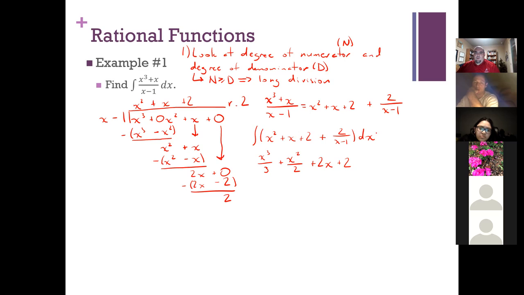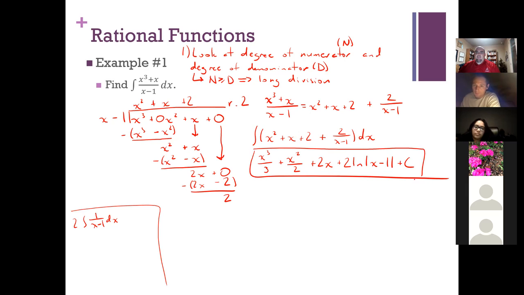You are right that this last term is essentially, I'll rewrite it down here, 2 times the integral of 1 over x minus 1 dx. What do those things end up looking like? Is it 2 times the natural log of x minus 1? Yep. And to be technical, it's the absolute value of x minus 1. But that's it. That long division step allowed us to trade our very cluttered rational function for much simpler integrals. Any questions there?